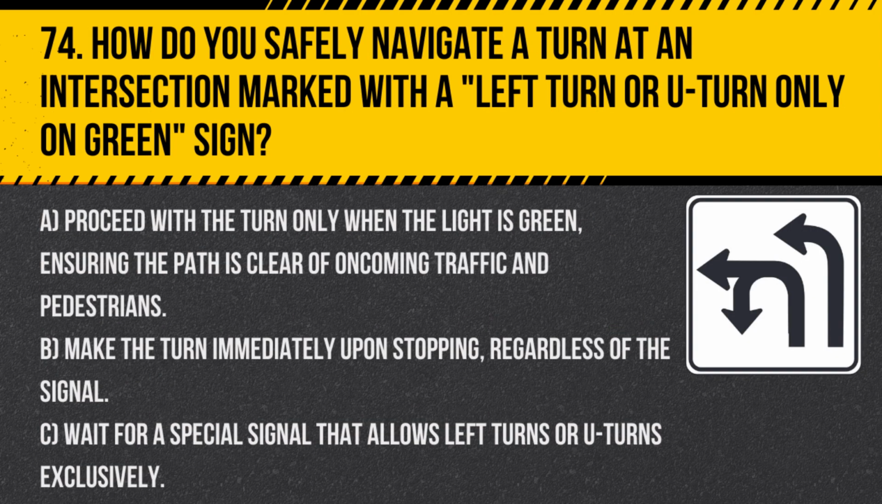Question 74. How do you safely navigate a turn at an intersection marked with a left turn or U-turn only on green sign? A. Proceed with the turn only when the light is green, ensuring the path is clear of oncoming traffic and pedestrians. B. Make the turn immediately upon stopping, regardless of the signal. C. Wait for a special signal that allows left turns or U-turns exclusively.